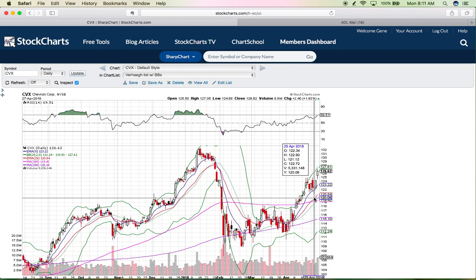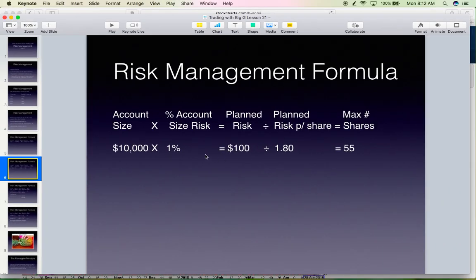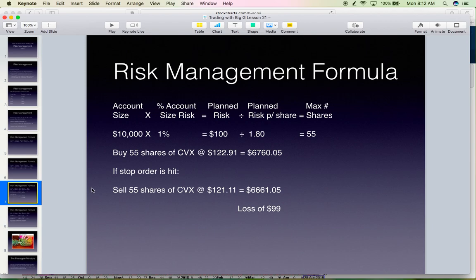So let's say you put in a buy order, or you're going to manually buy it if you're watching it. You're going to buy Chevron at $122.91, 1 penny above the high of that hammer candle. And you're going to set your stop 1 penny below the low of that hammer candle. $121.12 was the low, so you're going to set your stop at $121.11. So you subtract $122.91 minus $121.11, and you get $1.80. All right, so that's your risk, and you can buy 55 shares of Chevron.